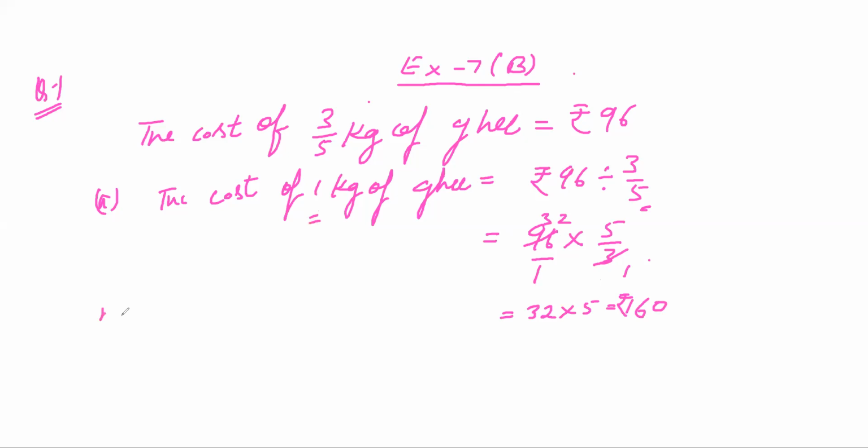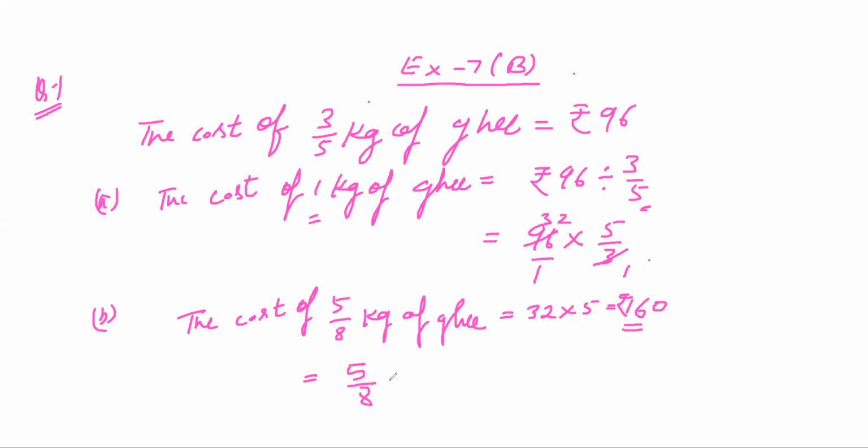Now we have to find in B part the cost of 5/8 kilogram of ghee. So in order to do that, we just multiply the cost of 1 kilogram of ghee with 5/8. So 5/8 multiplied by 160. 8 ones are 8, 8 twos are 16, 20 here. 5 into 20 is 100.